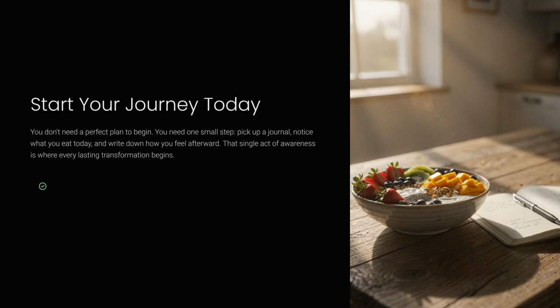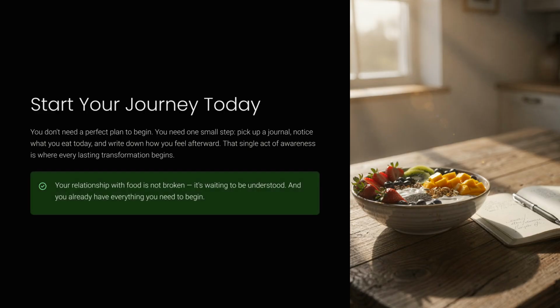Just one small step. Pick up a journal. Notice what you eat today and write down how you feel afterward. Your relationship with food is waiting to be understood, and you have everything you need to start.